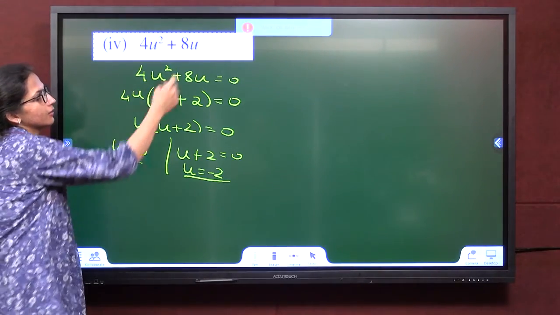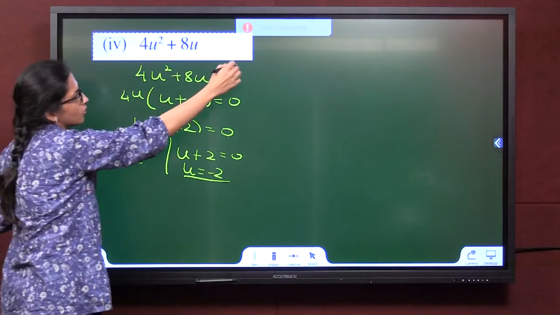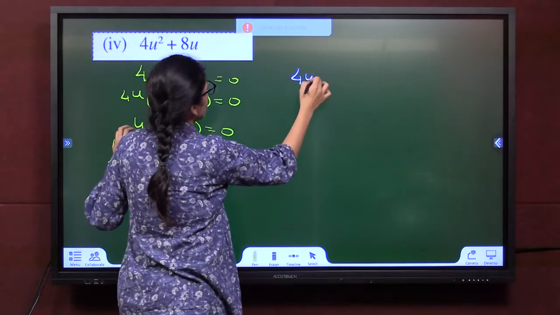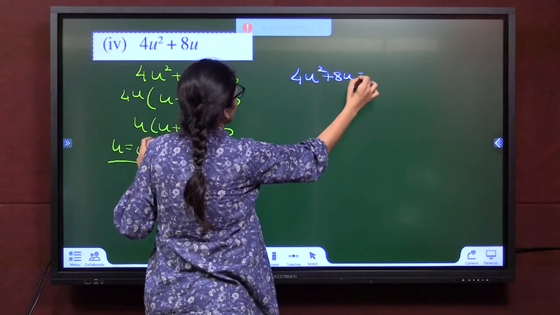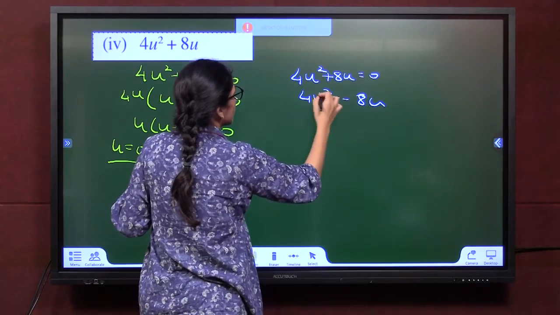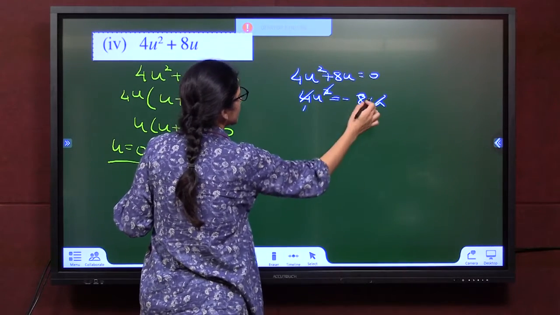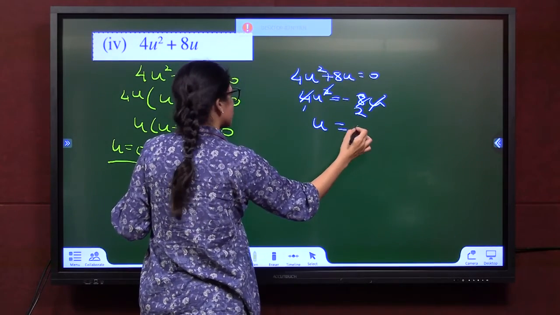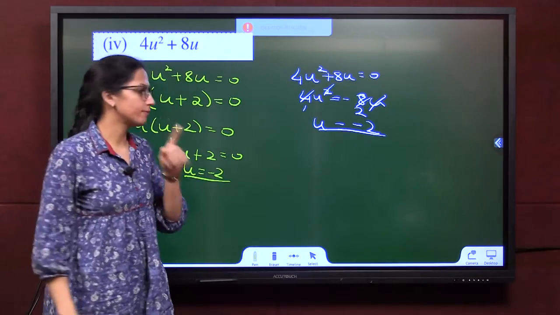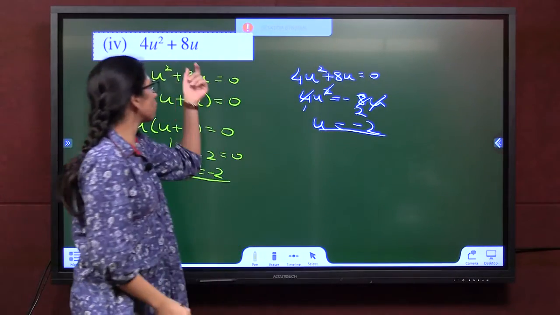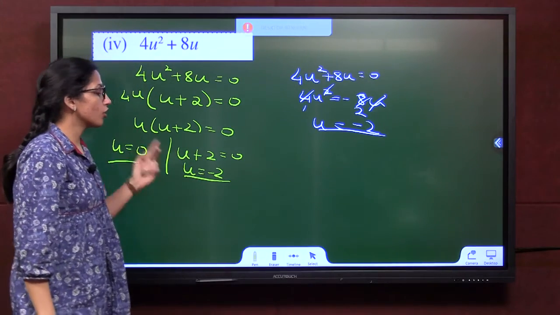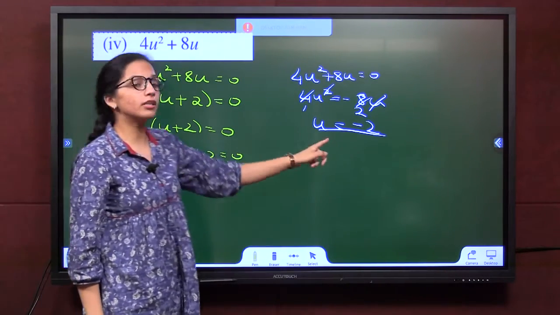Please understand the constant term is missing here. So many students might feel like doing this. 4u square plus 8u is 0. 4u square is equal to minus 8u. U cancels. 4 ones are 4, twos are 8. U is equal to minus 2. You will get only one possible zero. But it's a quadratic equation. There should be two possible zeros. So if you do this method, you'll get only u equals minus 2.